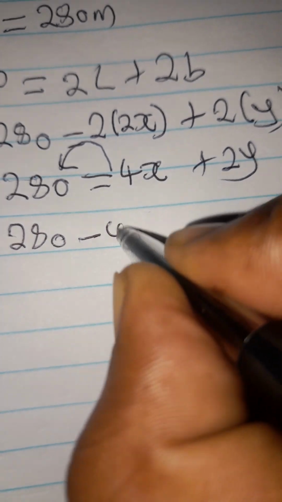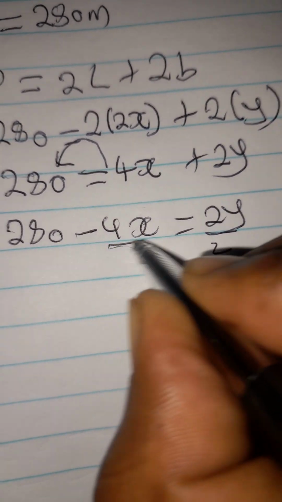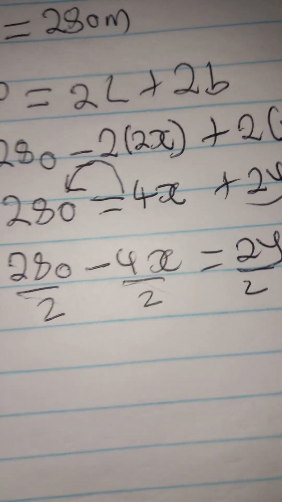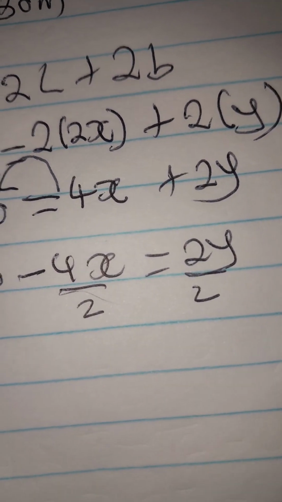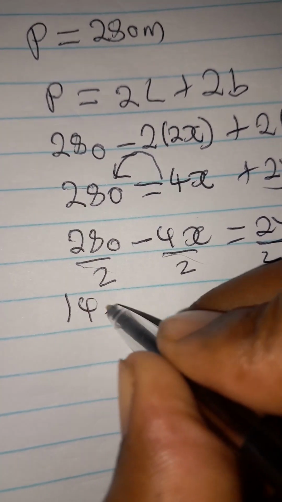Let's take 4x to the other side. It's going to be 280 minus 4x is equal to 2y. Then we will divide both sides by 2. So 280 divided by 2, definitely that should be 140. So we are going to have 140 there.